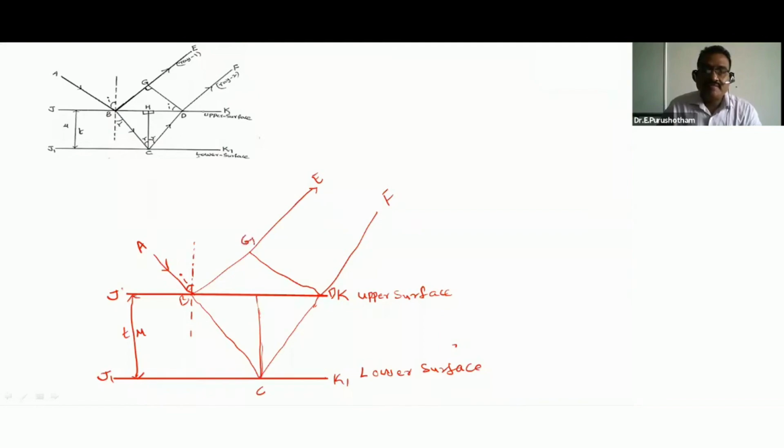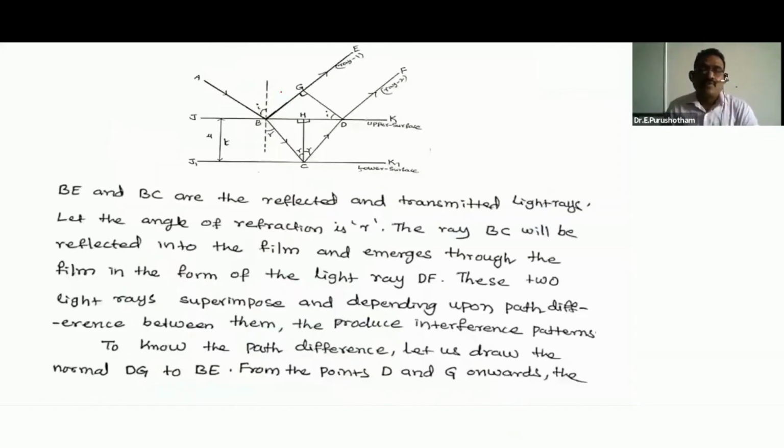This is G. Here this is H. Here also the same incident angle, same as AB, FD also same like this. We can write this is i. So incident with i, refraction angle small r. This is also small r, small r. This is the right angle. The same figure you can observe here.